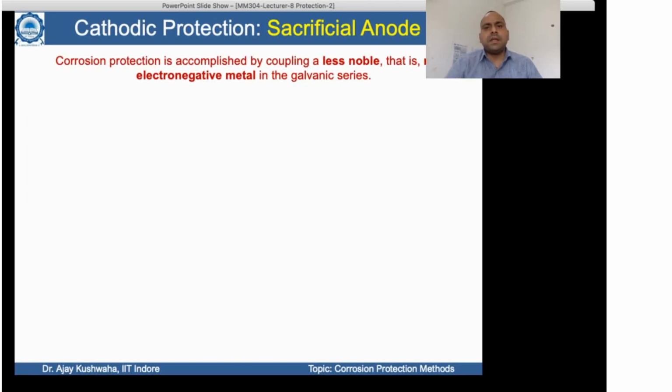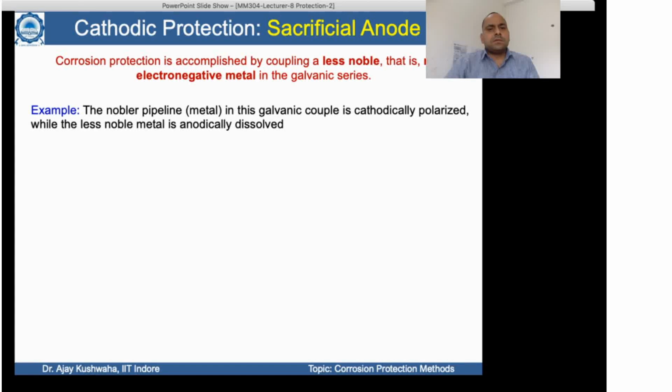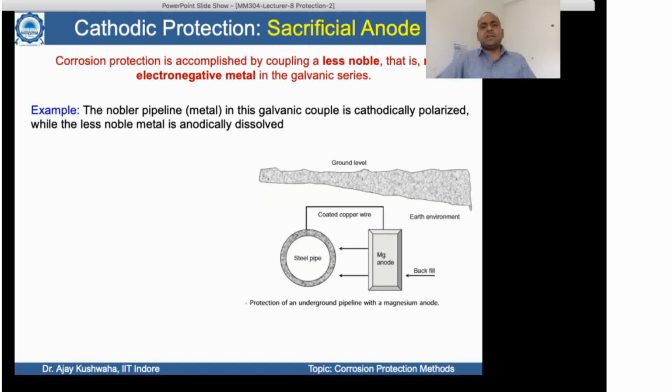Cathodic protection by sacrificial anode. So what is the sacrificial anode? Corrosion protection is accomplished by coupling a less noble, that is more electronegative metal in the galvanic series. So we are just connecting with that metal only. For example, the nobler pipeline, which is metallic, in this galvanic couple is cathodically polarized while the lower metal is anodically dissolved. See here the figure.